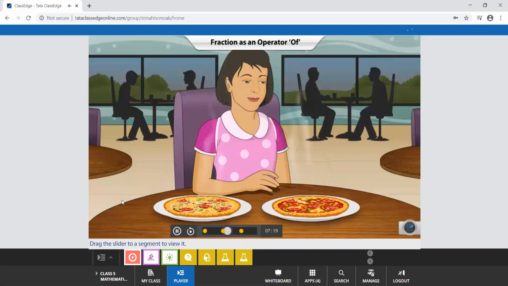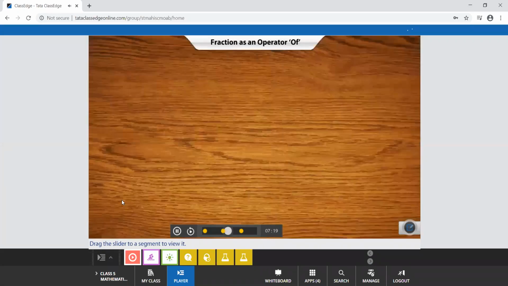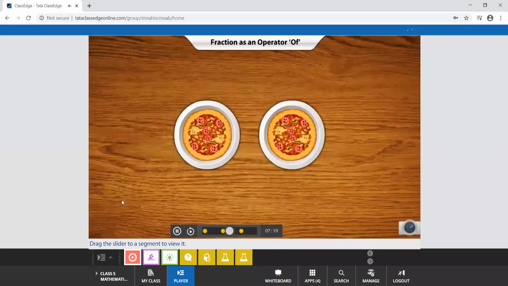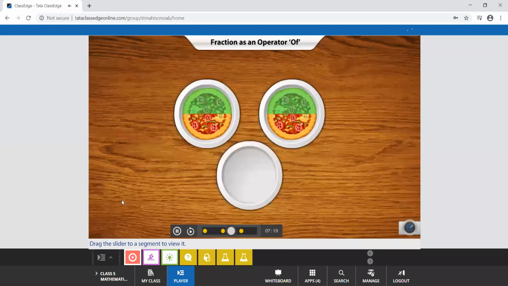Let's find out how much is half of 2 pizzas. Take a look at this pizza. It is divided into 2 equal halves. Each shaded portion represents half of the whole pizza. Now, let's take 2 pizzas. Each pizza is divided into 2 equal halves. Notice that 1/2 of each pizza is shaded. Each shaded part represents half of a pizza.